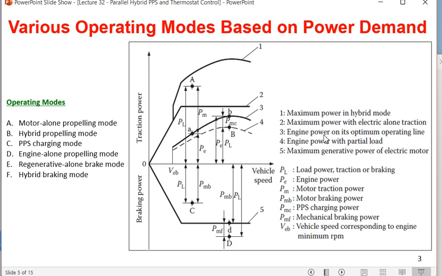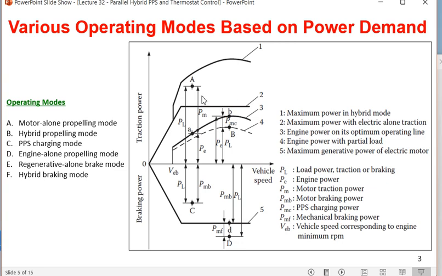What is number 3? Engine power on optimum operating line. That means this is the maximum engine power that can be produced by the primary power source. That is line 3. And if you add 2 and 3, we get 1. What is 1? 1 is the maximum power in hybrid mode. So 2 is the PPS maximum power, 3 is the engine maximum power, and 2 plus 3 is the maximum power given by the vehicle drivetrain together, and this is called the hybrid power mode.